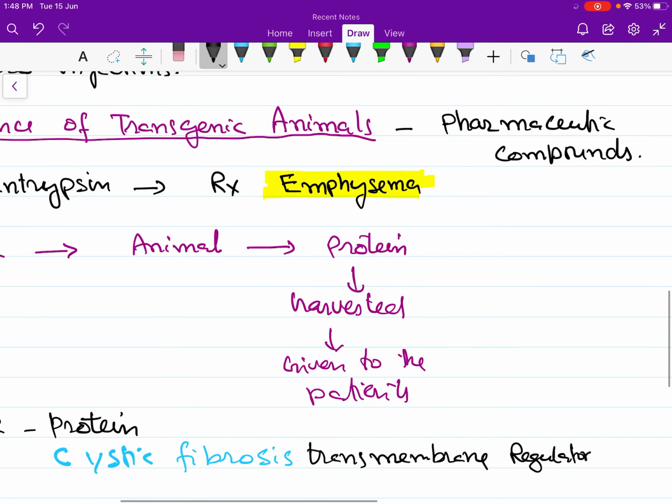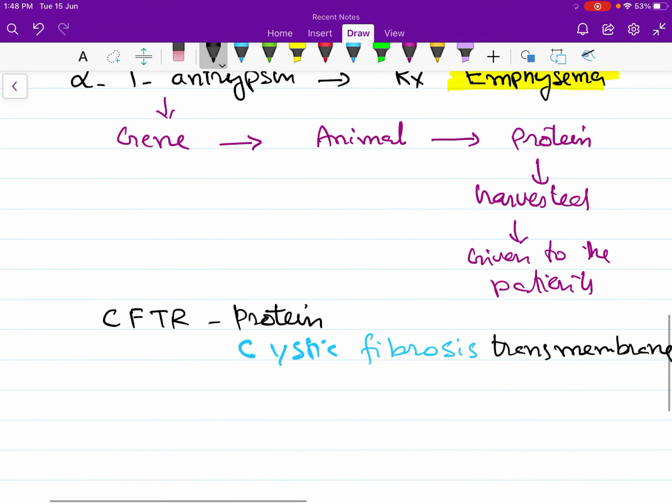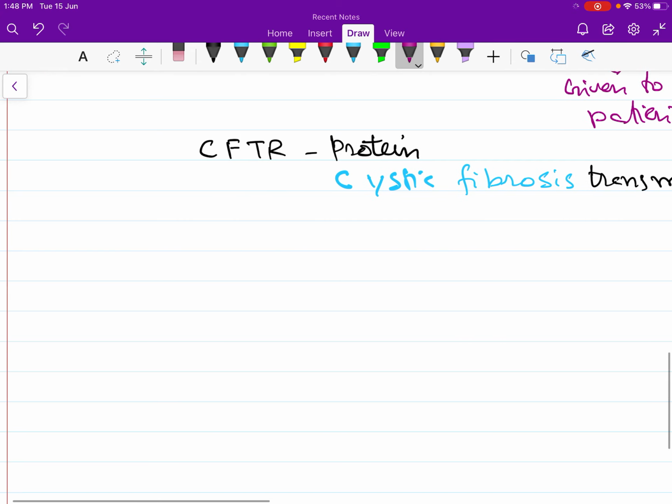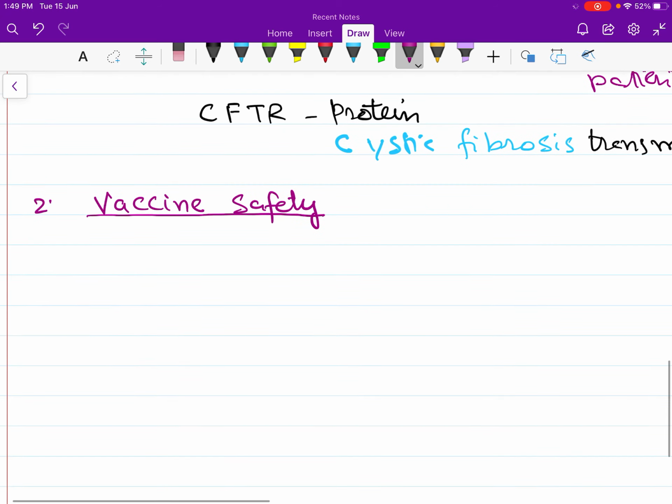The second importance of these transgenic animals is that they can be made hypersensitive. Once we make them hypersensitive, we can then study vaccine safety on them. Before trying the vaccines on humans, they are first tested on animals, and transgenic animals can be made hypersensitive to study whether the vaccine that has been developed is safe or not. So the second importance of transgenic animals is that they are developed for vaccine safety, for the purpose of studying it.